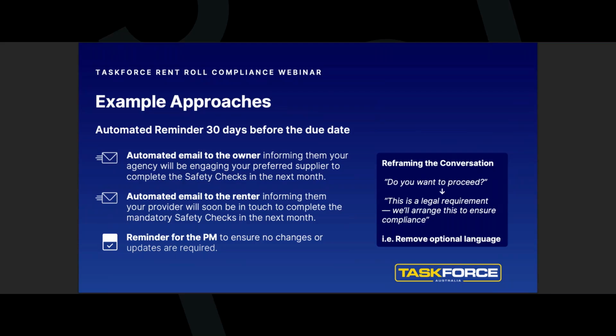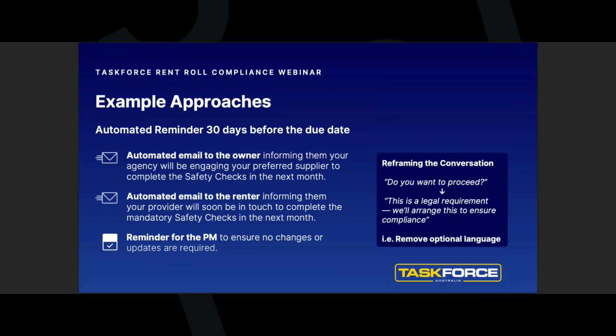I'd never thought of this next one, but automating an email to the renter can be really beneficial as well. It just informs them that the provider that you're using, say Taskforce for instance, is going to be in touch over the next month to come out and complete those mandatory safety checks. Now, the reason I thought this one was really, really good is because renters are getting a little bit more cautious around spam. And they're obviously, being cautious, which is great.